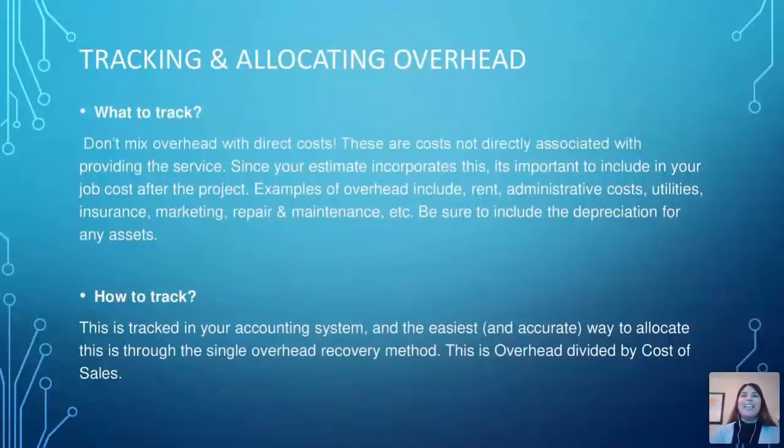Tracking and allocating overhead. These are not your direct costs, so don't get those mixed up, but these are items that are not directly associated with a particular job. Since your estimate incorporates this, it is important to include it in your job costs after the project. Examples of overhead include your rent expense, administrative costs, utilities, insurance, marketing, repairs and maintenance, and so on.